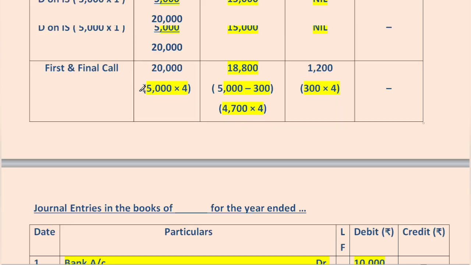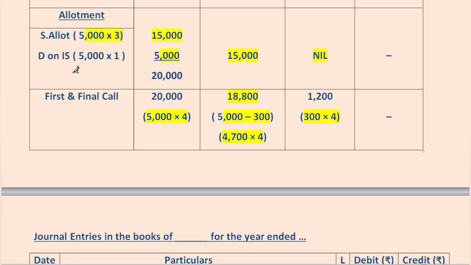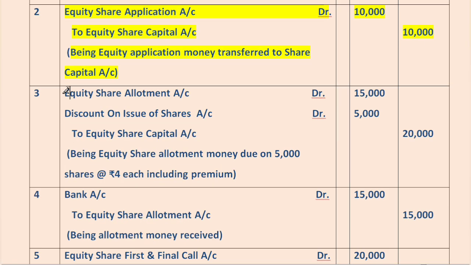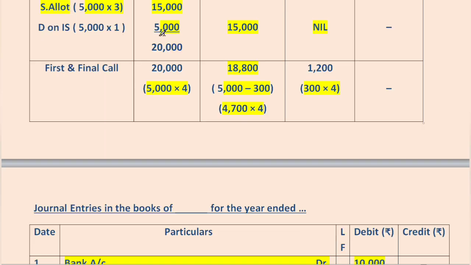Next one is allotment. This is important now. Say while allotment is a loss to the company. So that is why first start with the equity share allotment account debit. How much amount? 15,000. See here, 15,000 due amount.